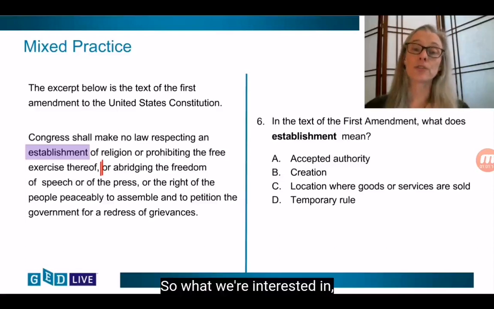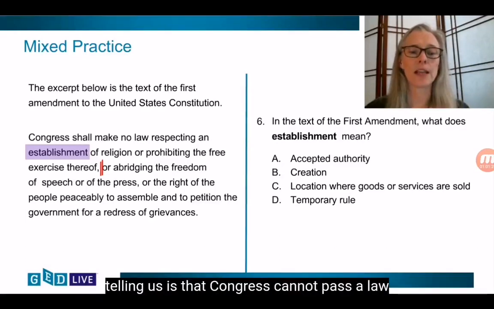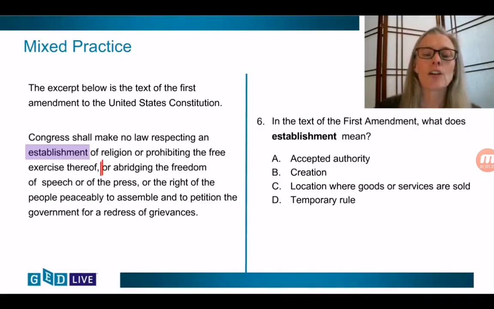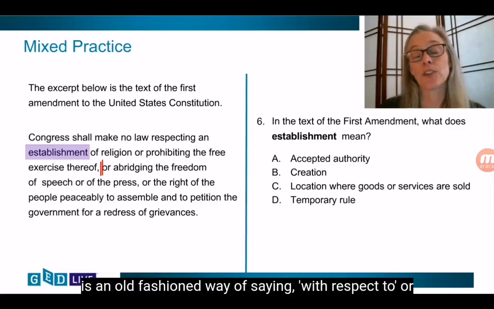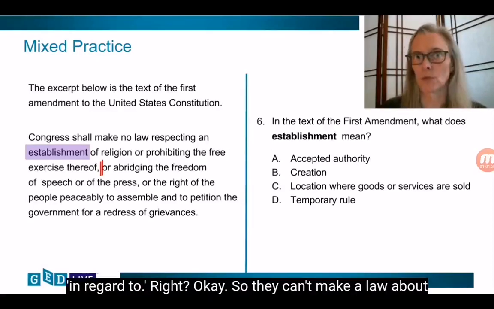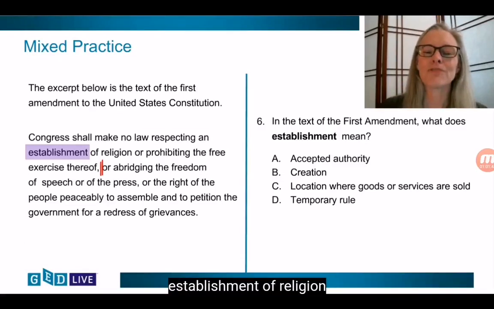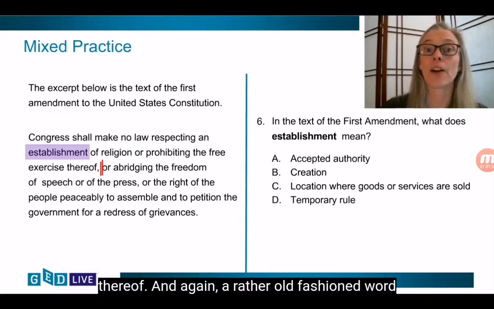Right? So what we're interested in is this idea that what this amendment is telling us is that Congress cannot pass a law respecting an establishment of religion. Now, respecting is an old-fashioned way of saying with respect to or in regard to, right? Okay, so they can't make a law about establishment of religion, or they can't make a law prohibiting the free exercise thereof.